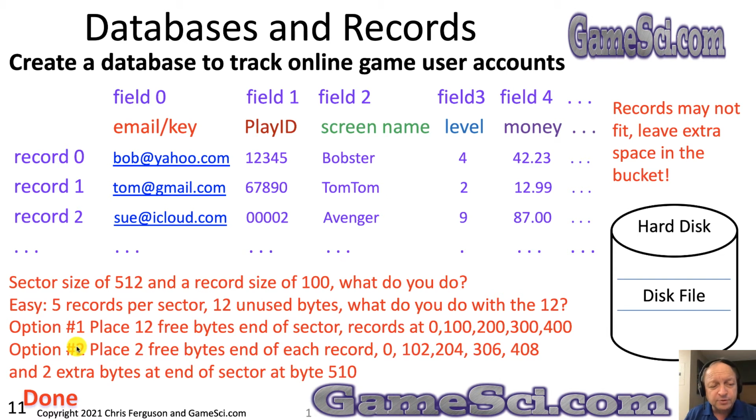The second option would be to add 2 free bytes to the end of each record. You never know when you might need a little bit more information stored in there. So it might be nice to have a couple of free bytes at the end of each record. I'll create a record size of 102 bytes per record, and the 2 at the very end will be empty, and they could be used for something in the future. So then my byte offsets for each record would be byte 0, 102, 204, 306, 408. And even after all that, I'd still have a couple of extra bytes at the very end of the sector to fill out the 512 bytes.